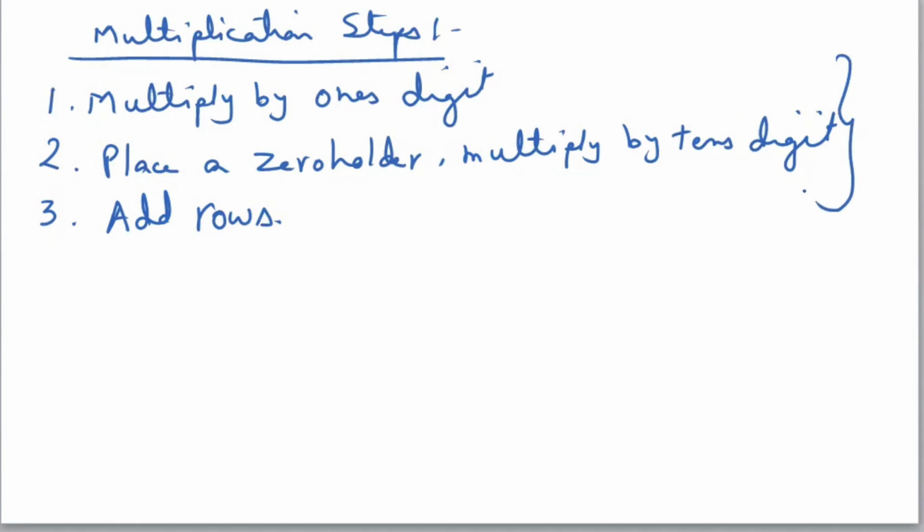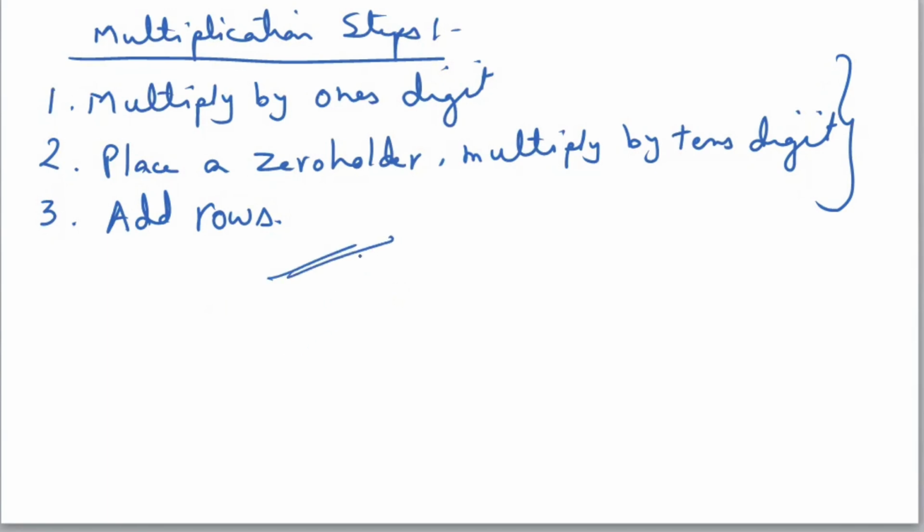First is multiply by one's digit, and always keep in mind that when we do the multiplication we have to go from right to left. So the first step is multiply by one's digit, the second step is place a zero placeholder and multiply by tens digit, and the third step is just add the rows. So if you follow these three steps carefully, you will never fear any multiplication again.